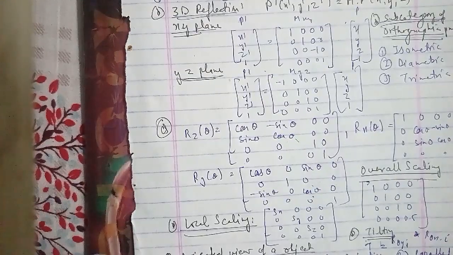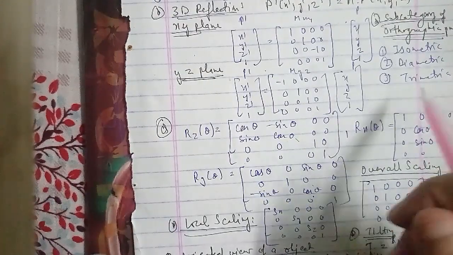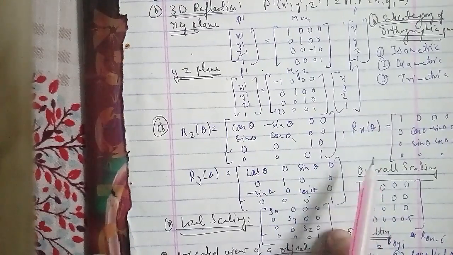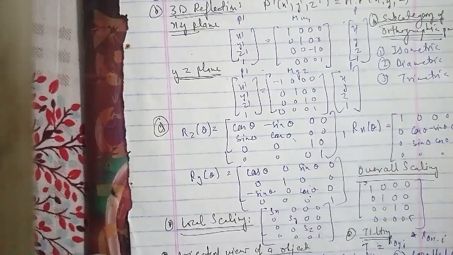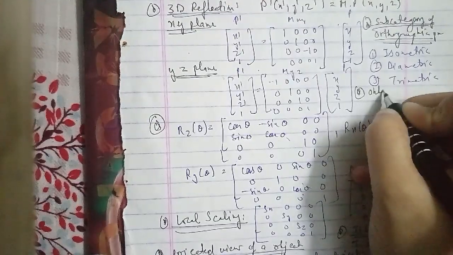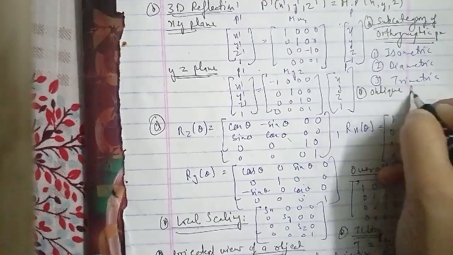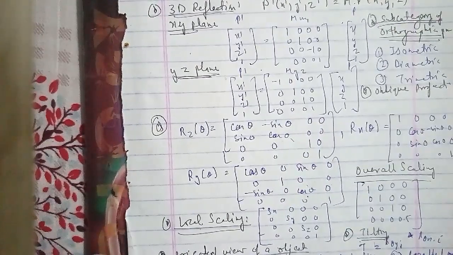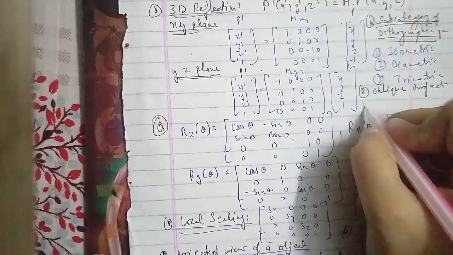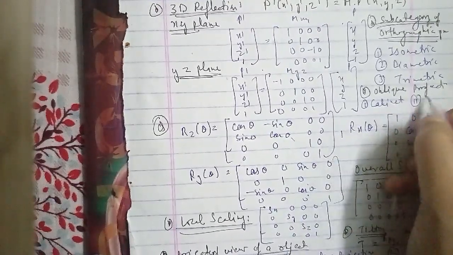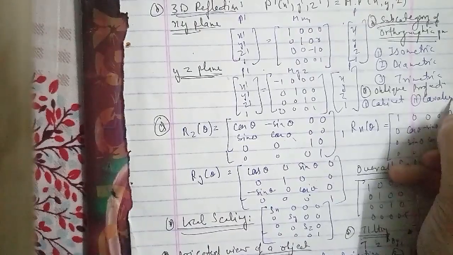The other question is to give the common subcategories of the oblique projection as well. For oblique projection we have two: the first is cabinet, and the second is cavalier.